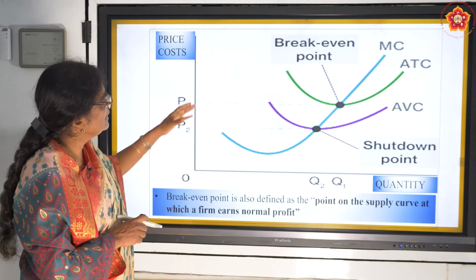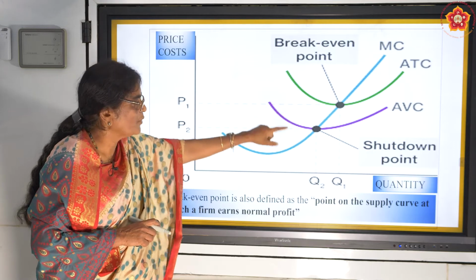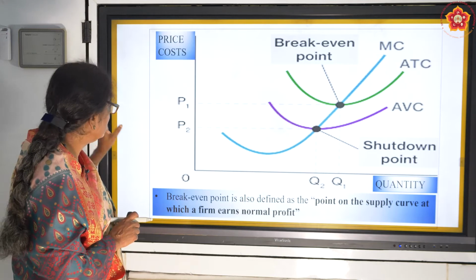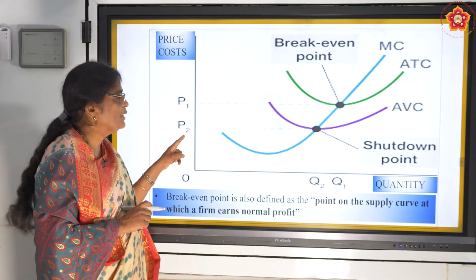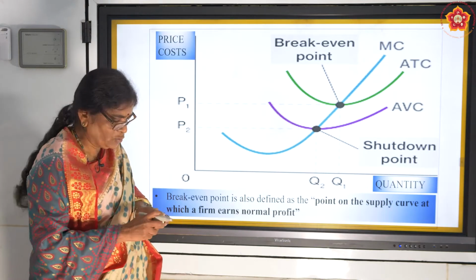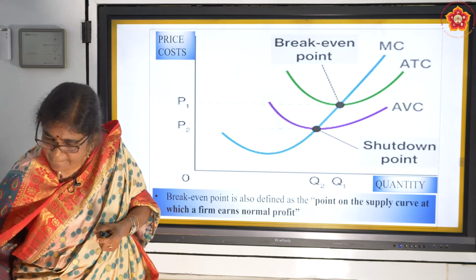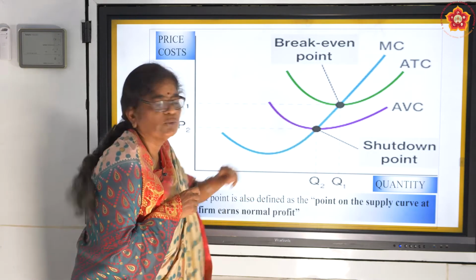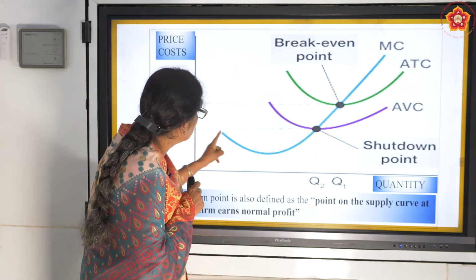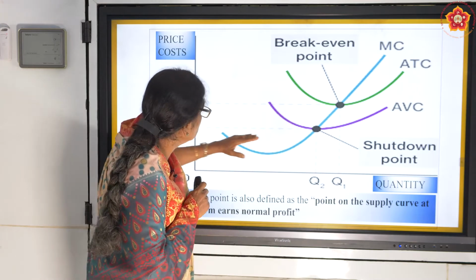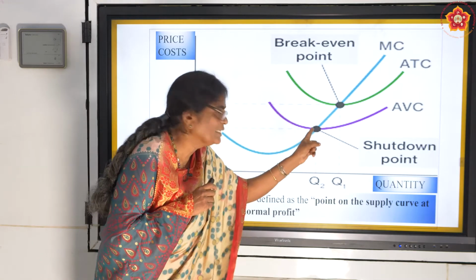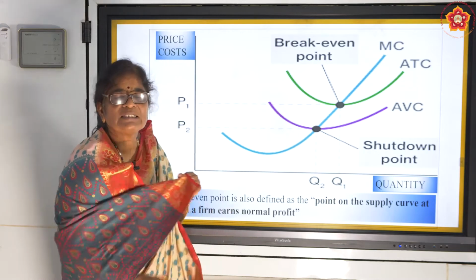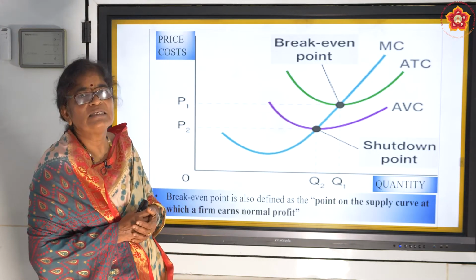The next point: in this diagram, both the break-even point and the shutdown point are illustrated clearly. You can see here, at the price P2, the quantity of output produced is Q2. That means at P2, what is happening? P2 intersects the minimum AVC curve. You know, when the price is equal to minimum AVC, what is that condition called? It is called the shutdown point.